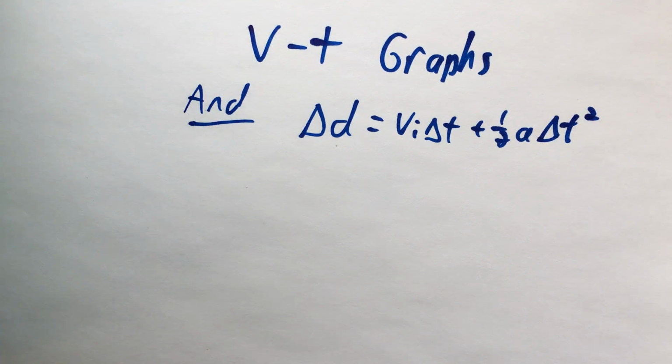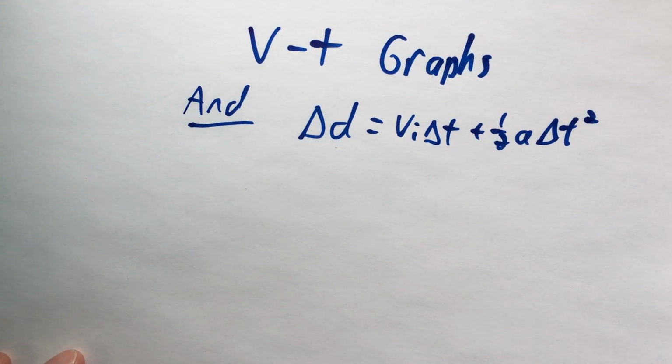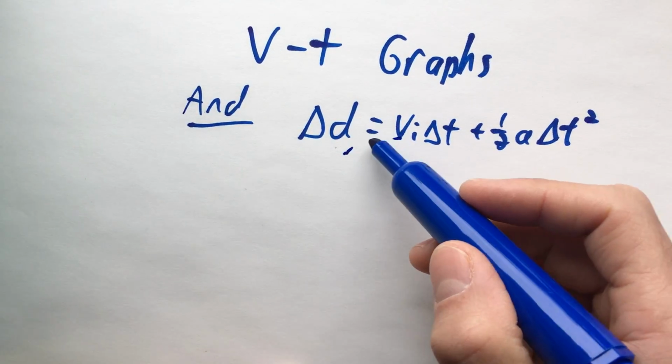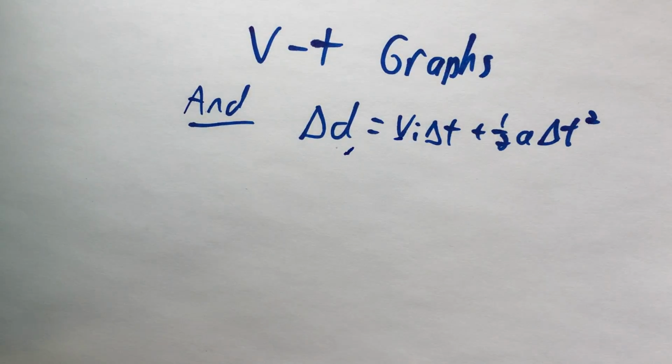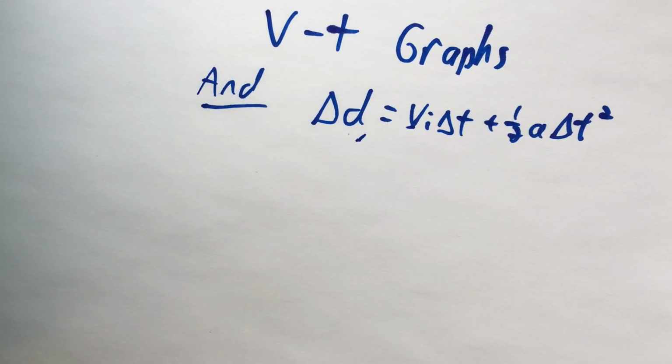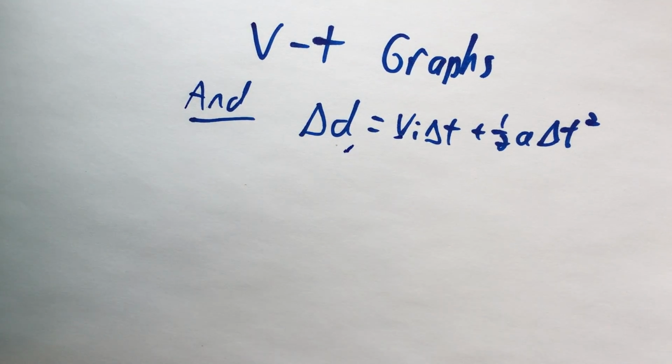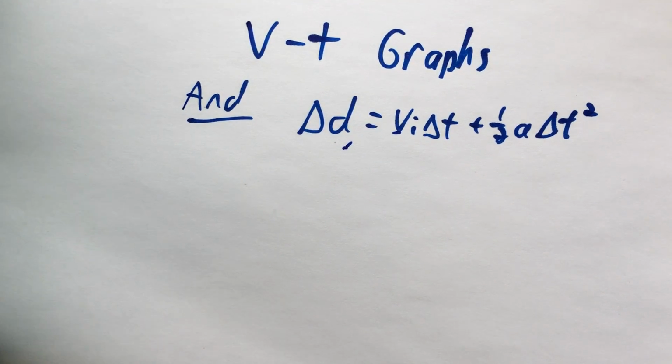Okay, in this video I'm going to explain how you can find displacement from a velocity time graph, and in the process we will derive the equation that kind of looks like it came out of nowhere, but you're going to see it makes perfect sense: displacement is equal to initial velocity times your change in time plus half times acceleration times time squared.